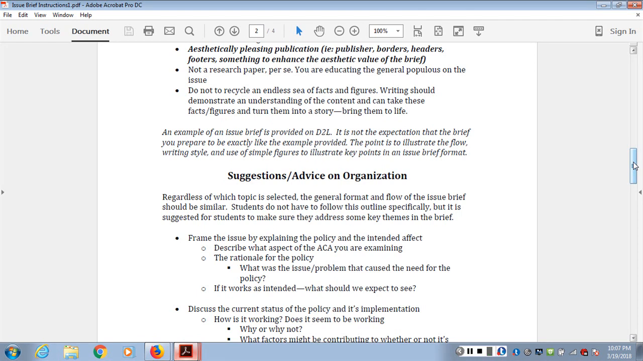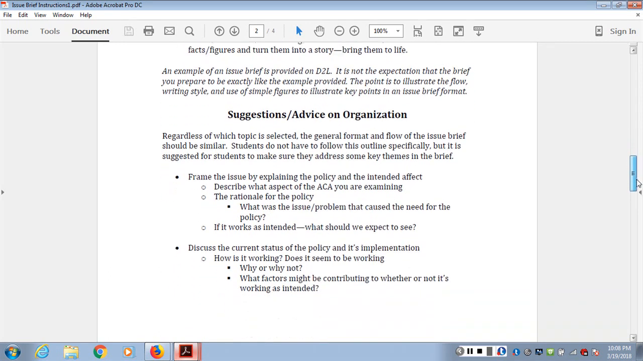Now, what I don't want to see is just a recycled sea of facts and figures like I have here. I'm looking to see that you are really understanding and comprehending the content, and you can take facts and figures that you found throughout your research and really work to create a story. And again, like I said, I've got some examples that I'll pull up here in a second, and we'll go over those, and I'll point out a couple different things that past students have done.